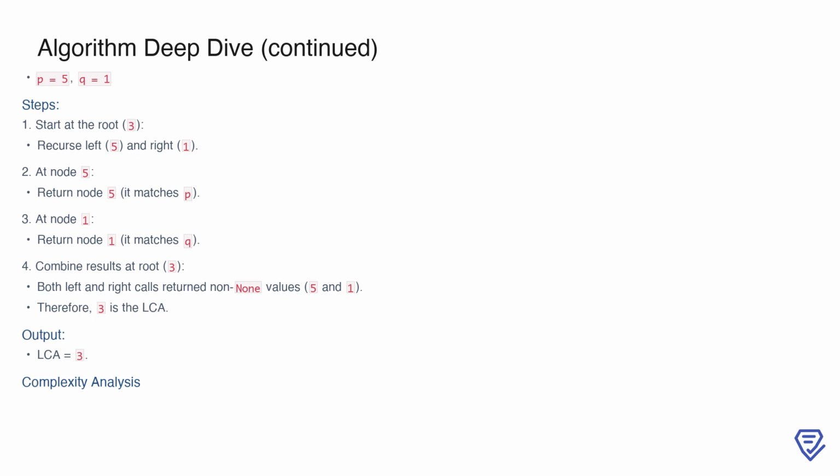Back at the root, we now have non-null results from both the left and right recursive calls, 5 and 1 respectively. This indicates that P and Q are in different subtrees of the root. Thus, the root node 3 is their LCA. The algorithm successfully determines the LCA with minimal computation, as it stops exploring branches once the relevant nodes are found.